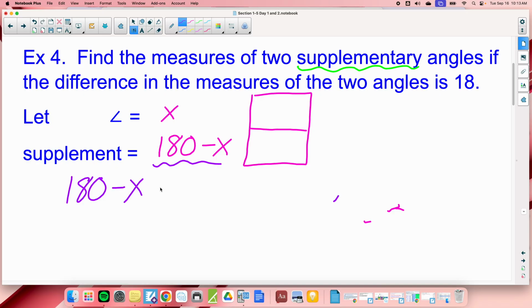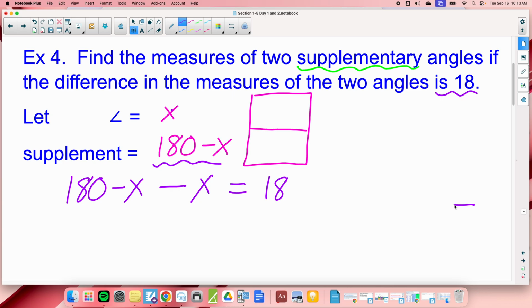So then I have to subtract the other one. So I took the 180 minus x and I subtracted the other angle, which is just x. And then it says, "is 18." What does "is" mean? Equals, very good. So then I would say equals 18. Okay? Now I just have to do my algebra.